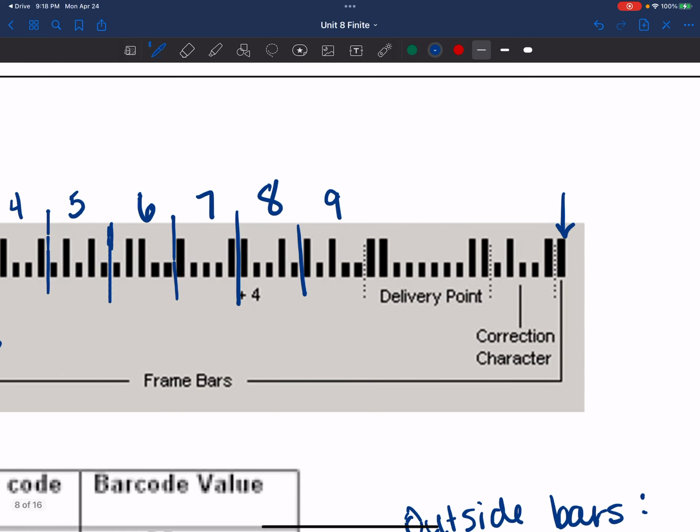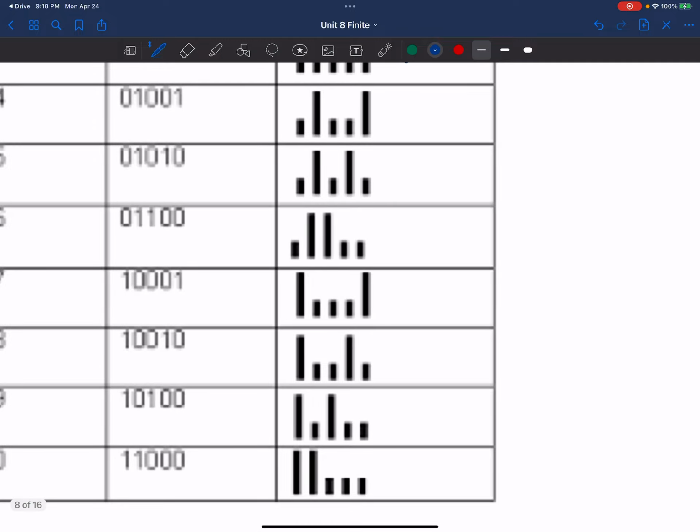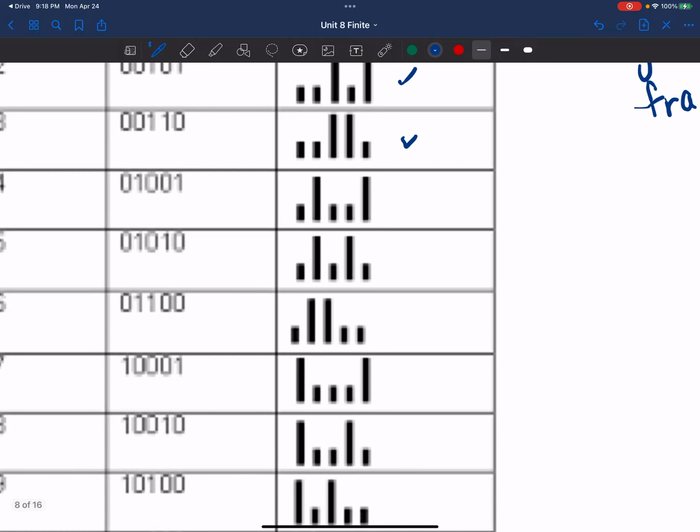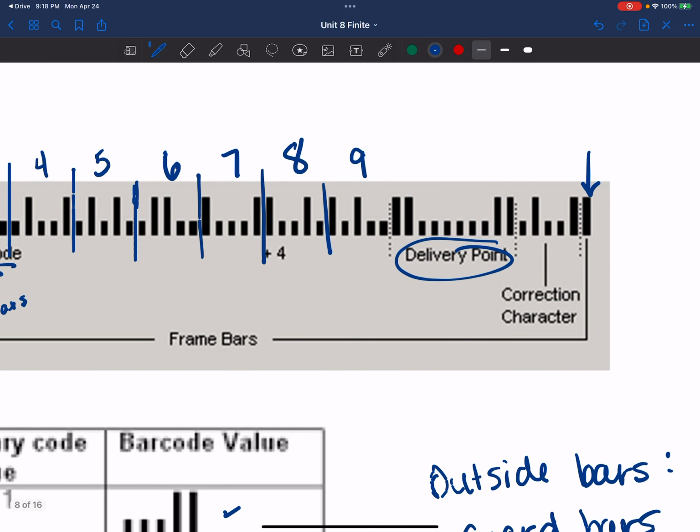Now, typically, we don't necessarily have a delivery point, but that would be a code specifically for the post office. And then our correction character: short, tall, short, short, tall, short, tall, short, short, tall. So it looks like a 4 is this one. Okay, so our correction code.